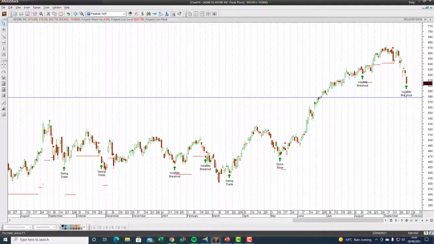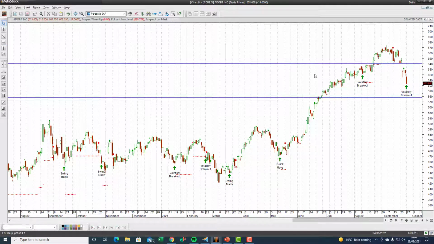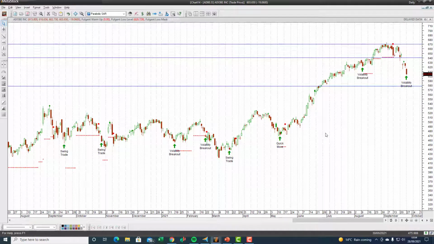So any kind of weakness, we could see this as a swing trade to the upside. Your profit target, the first level, would be this support zone that was broken. That would be the first target, and then the old high would be the next profit target. So we can see there ADBE is also chucking off some really good signals using the AI.